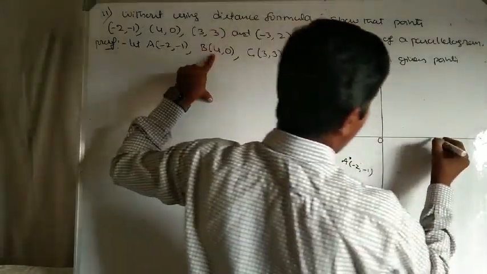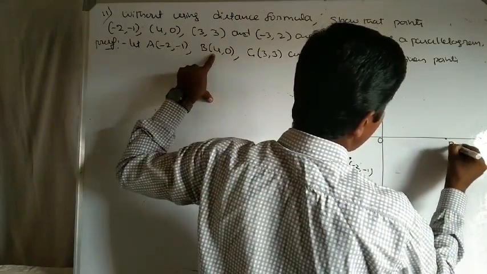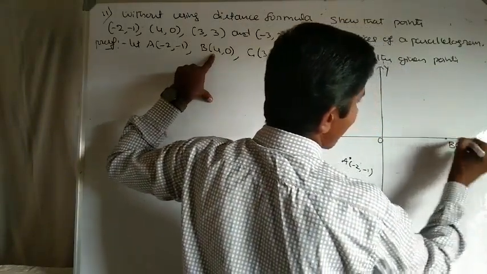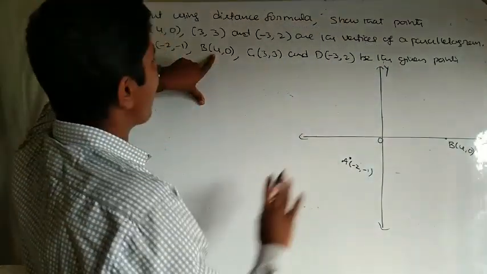Next, B point 4 comma 0. Here the y coordinate value is 0, which means this point lies on the x-axis. Just a rough figure you can draw.